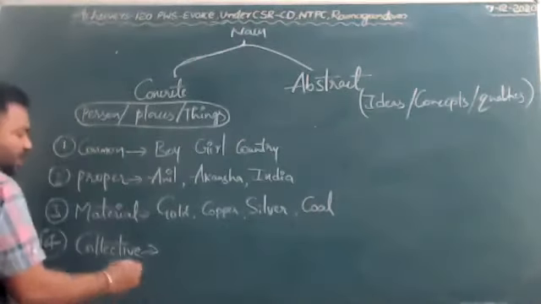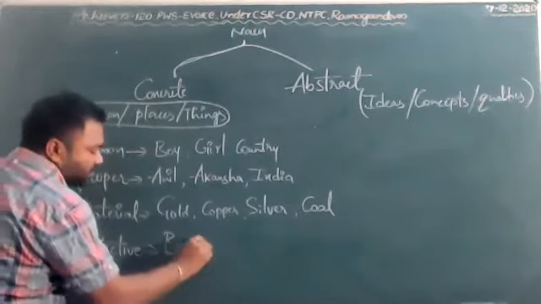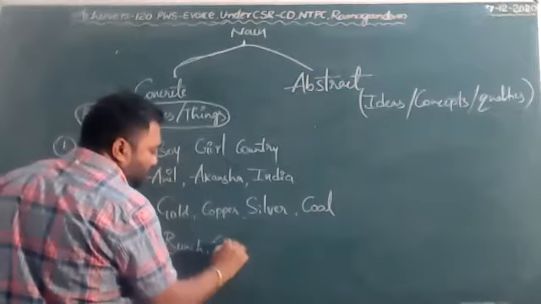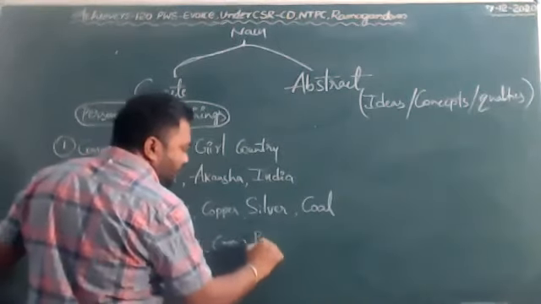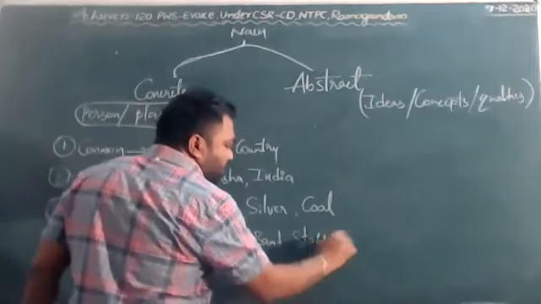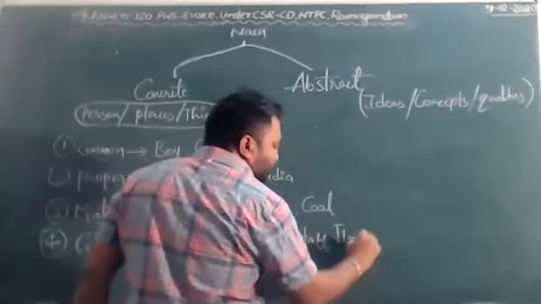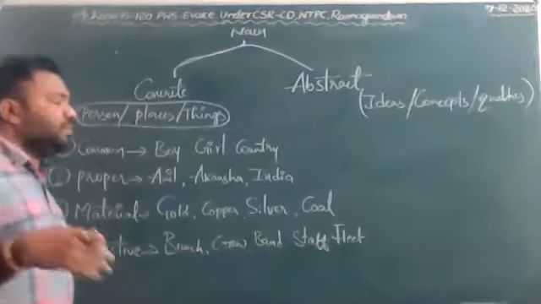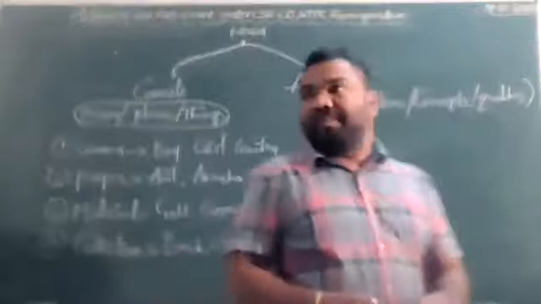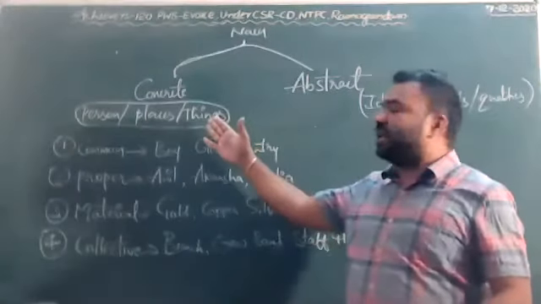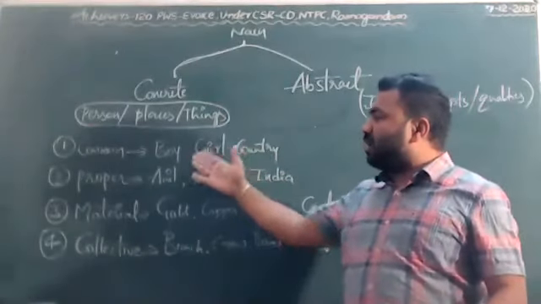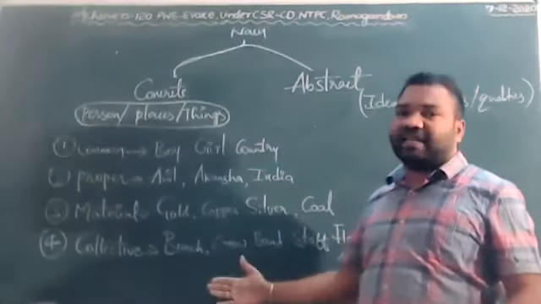Okay? So collective nouns: bunch, crew, band, staff, fleet. Like these are all examples, okay? So students, this is all about concrete nouns. Concrete nouns are of four kinds: common nouns, proper nouns, material nouns, and collective nouns.